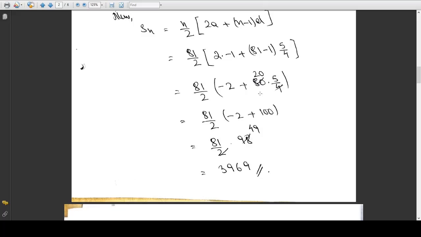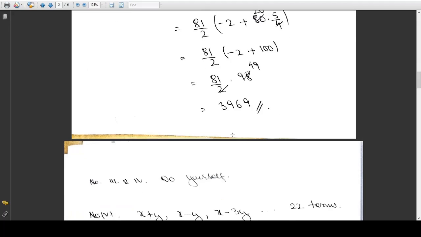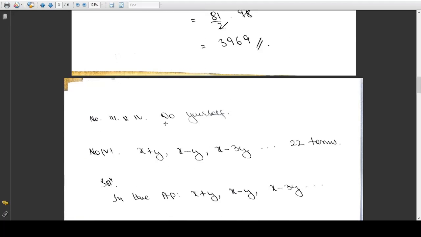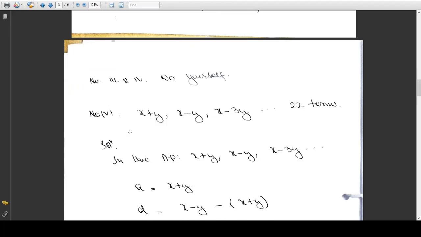Is it clear? You just have to utilize this formula for finding the sum. That's why this formula is very important. Sn equals n by 2 times (2a plus (n minus 1)d) is the formula for finding the sum. Is it clear? Numbers 3 and 4, you try to complete them by yourself. Next we move to number 5.